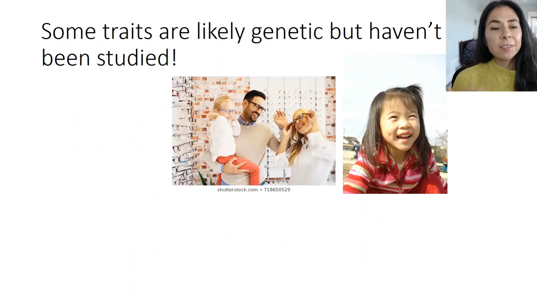So other traits are likely to be genetic, but they just haven't even been studied yet. And so things like this include things like eyesight, right? So we know bad eyesight runs in families, but aside from degenerative disorders, we don't really know what causes general nearsightedness genetically. And other things like dimples.